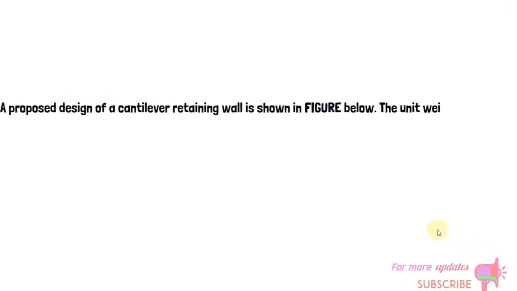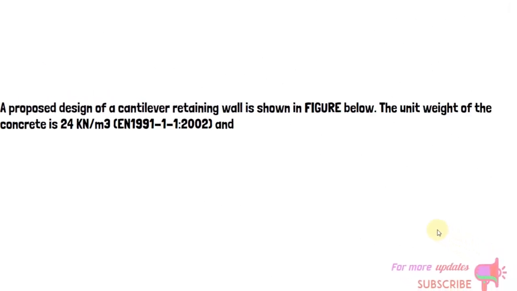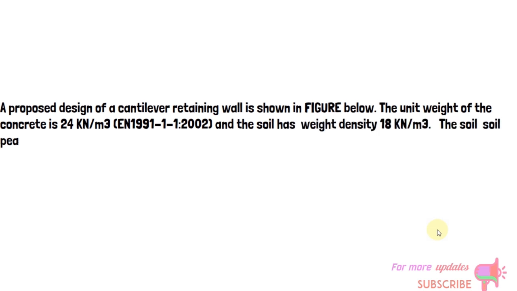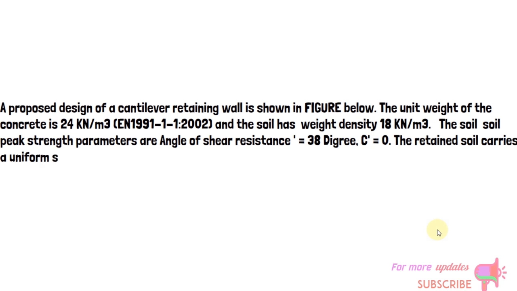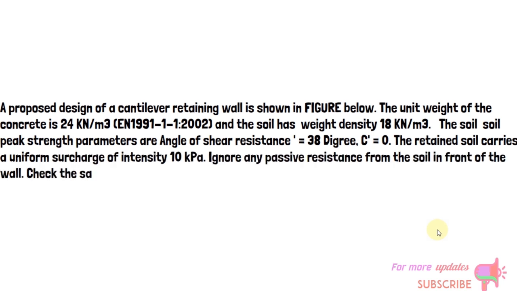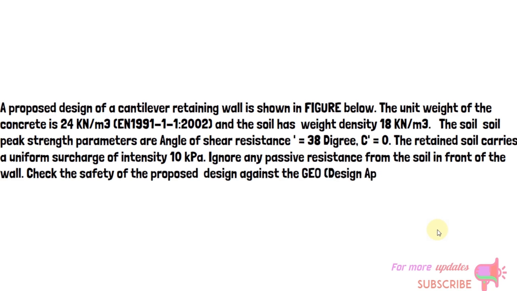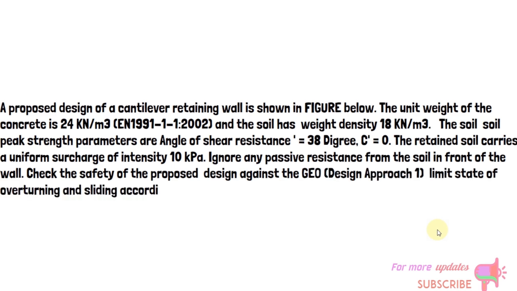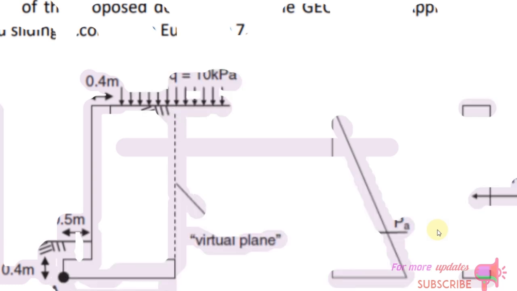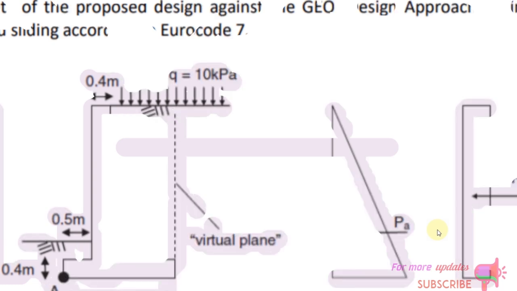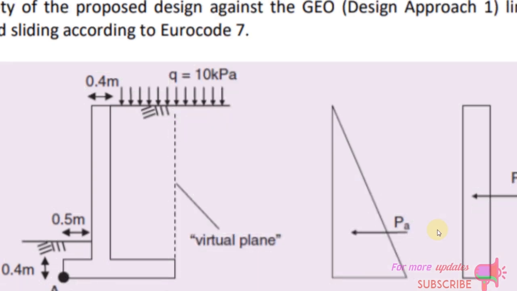A proposed design of a cantilever retaining wall is shown in the figure below. The unit weight of the concrete is 24 kN per cubic meter, and the concrete is per Eurocode 2, EN 1991-1-1:2002, and the soil has weight density 18 kN per cubic meter. The soil peak strength parameters are angle of shear resistance, phi, equals 38 degrees, c equals 0. The retained soil carries a uniform surcharge of intensity 10 kilopascals.